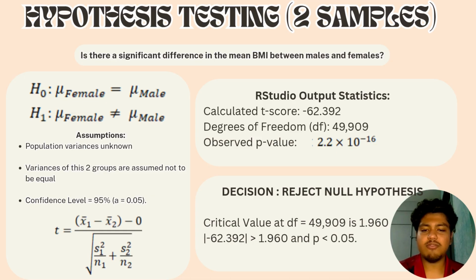And our observed p-value, printed by RStudio, is less than 2.2 times 10 to the power of negative 16. In a practical context, this highly significant result proves that biological men maintain a visibly higher baseline average BMI of 24.09 compared to women at 22.86.